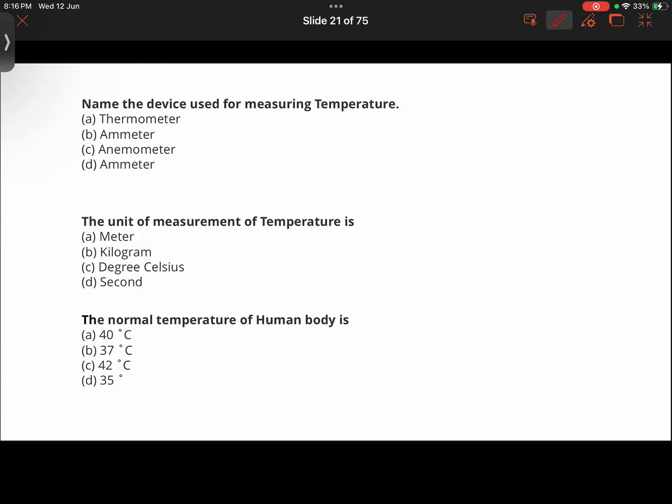No. See, in place of mercury, we could have used iron. We could have used any other things. But why aren't we using any other metal? Why do we use only mercury? Sir, because mercury is the only metal which exists in liquid form. In the liquid state, that is correct. Also, mercury expands in a uniform manner.